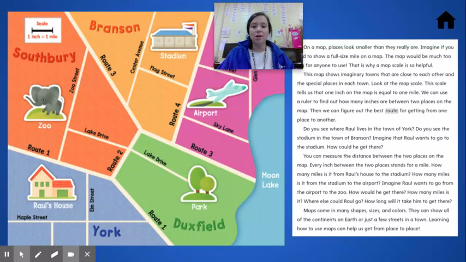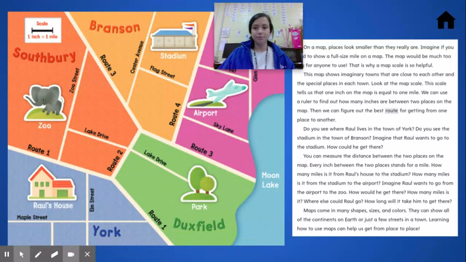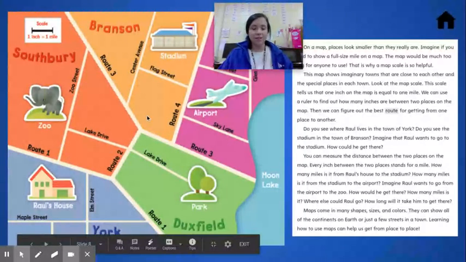Imagine if Paul wants to go from the airport to the zoo. We could figure out how far that is. We could also figure out from his house to the stadium, like we were talking about, how far that would be by having a ruler. How many miles is it? How would you get there? What's the best route to take? The map helps him figure out all of those different things if Raul was trying to do that.